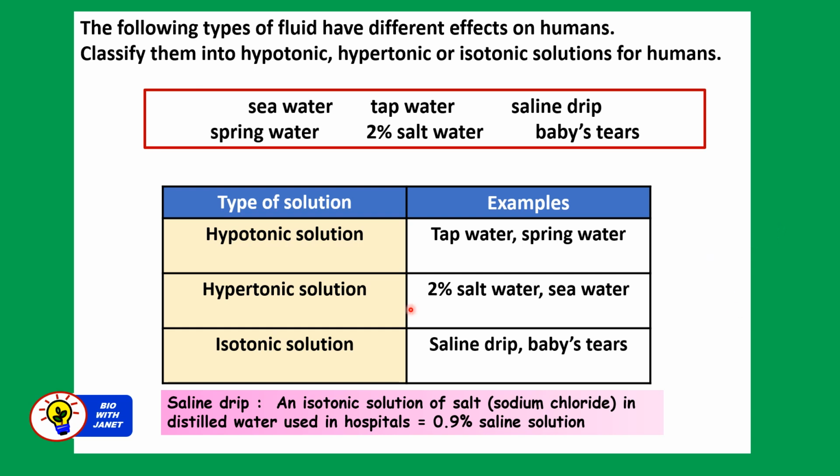The tap water and spring water, they are both hypotonic solutions, okay, because they contain less mineral salts compared to our body fluids like blood and tissue fluid. Now 2% salt water is already hypertonic because the saline solution that's 0.9% is the isotonic solution. Okay, so anything greater than 0.9% saline solution is hypertonic. That means it is more concentrated than the body fluids. Okay, and seawater definitely has a lot of mineral salts in it, so it is hypertonic. Now the isotonic solutions are baby's tears and the saline drip.